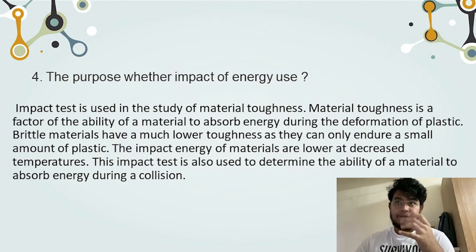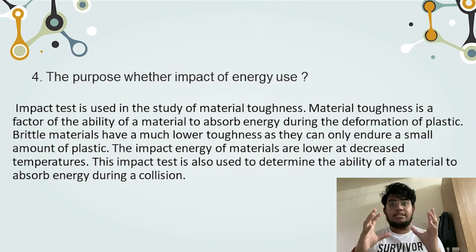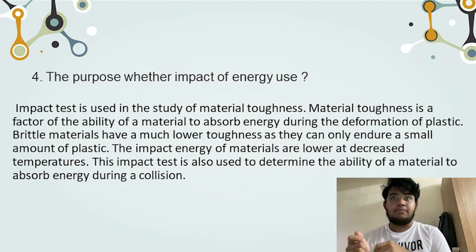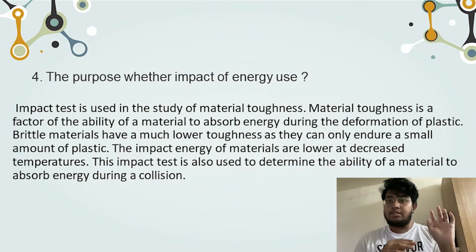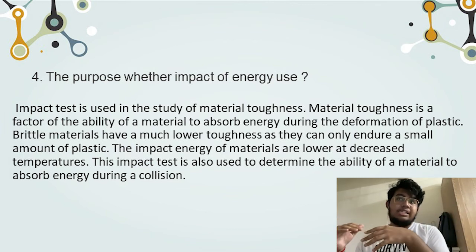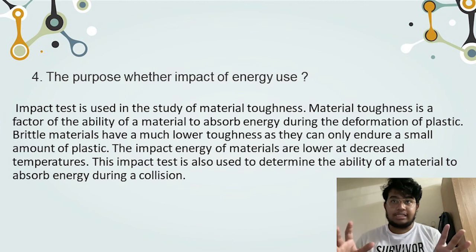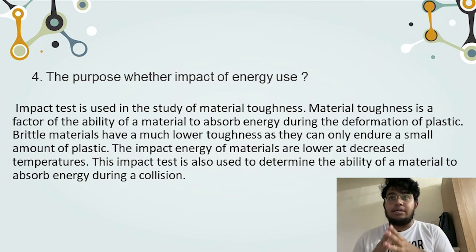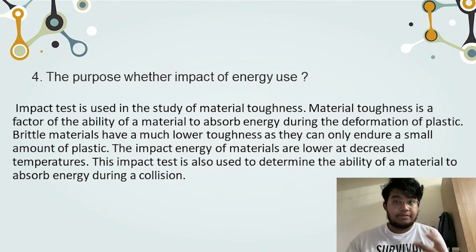First off, impact test is used in the study of material toughness. Material toughness is basically a measure of the ability of a material to absorb energy during the process of plastic deformation. Brittle materials will have a much lower toughness as they can only endure a small amount of plastic deformation. The impact energy of materials is lower when the temperature is decreased. This impact test will also be used to determine the ability of a material to absorb energy during a collision.